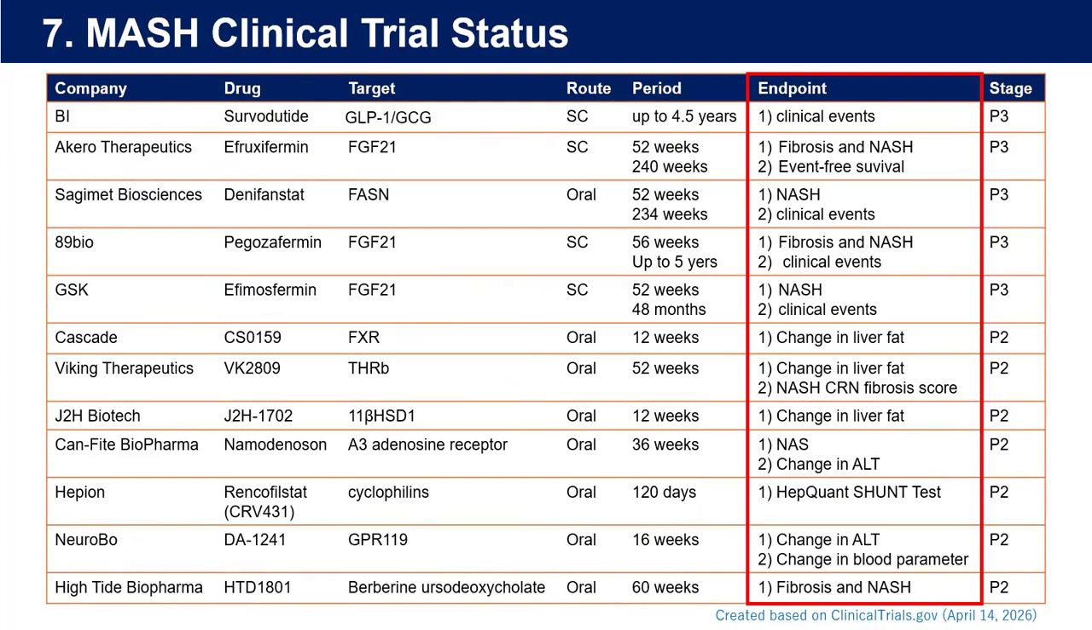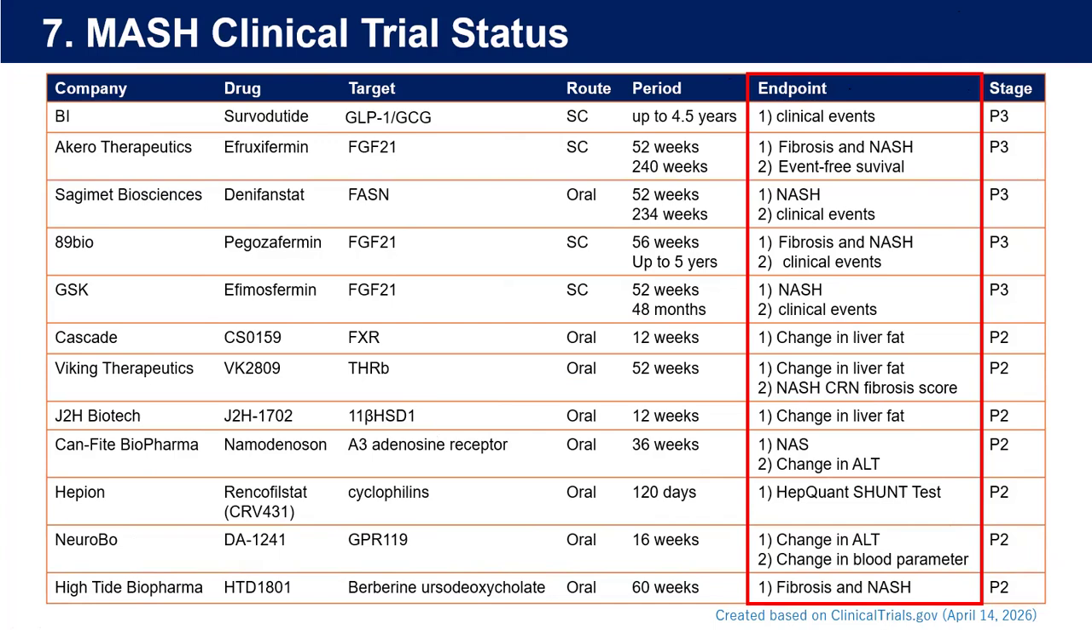We will then discuss the current MASH clinical trial status. This table summarizes ongoing MASH clinical trials. This data is from clinicaltrials.gov. Please focus solely on the endpoints here in this red area. In phase 2 trials, changes in liver fat contents and blood markers such as ALT, improvements in NASH, and improvements in fibrosis are the primary surrogate endpoints that are used.